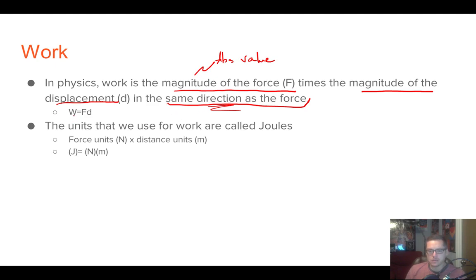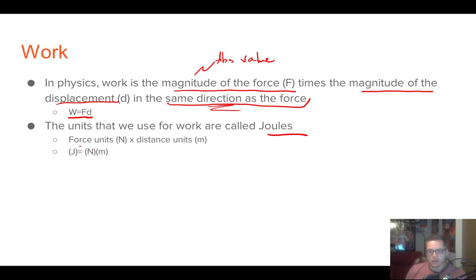Okay, so here's your formula: work equals force times distance. We'll get a little more in depth on that in a second. The units that we use for work are joules, and we've used joules in the past. In chemistry, we used joules when we talked about the energy in a chemical reaction, and so on.